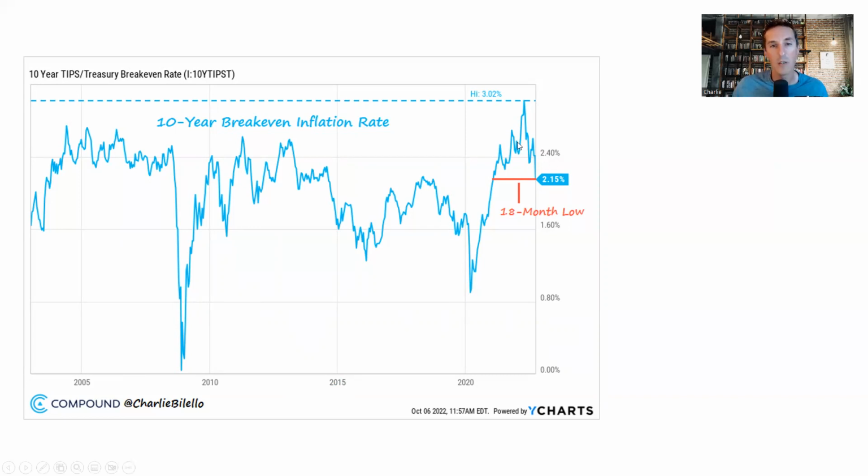And that spread is telling you what the market is thinking about the rate of inflation going forward. And here we're looking at a 10-year annualized rate. Right now, that is down to 2.15%. It was as high as 3%. So that's an 18-month low now.